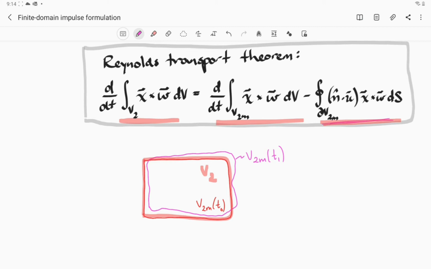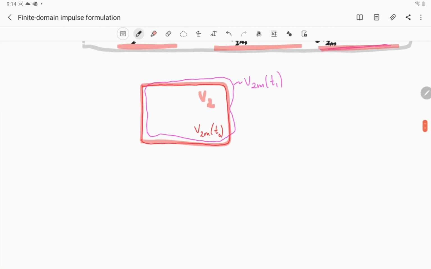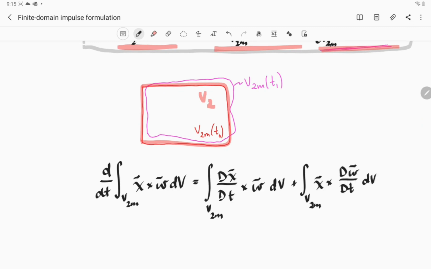Now, the reason that we're doing this is, once again, so that we can move this time derivative operator inside. So when we're looking at a material volume, we can write, so we've moved that operator inside, and now we have these material derivatives.